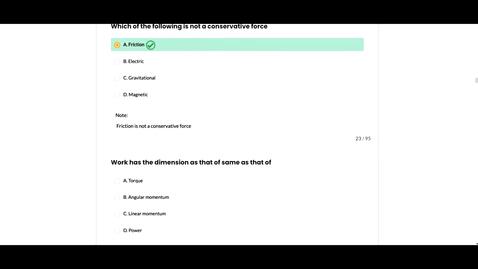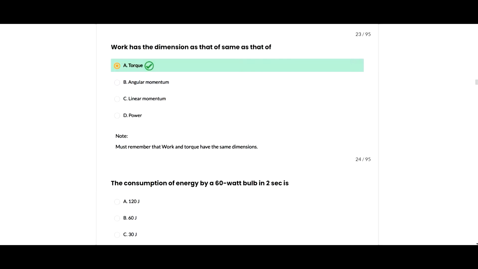The next MCQ. Work has the same dimension as that of? The correct option will be here torque. Must remember that work and torque have the same dimensions. So here A option is correct.